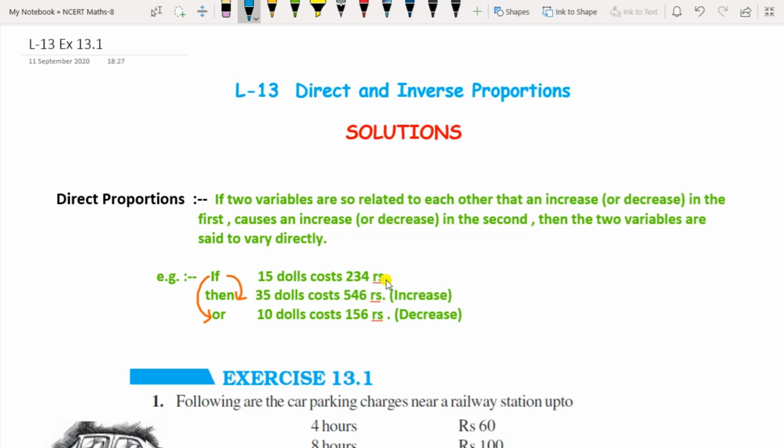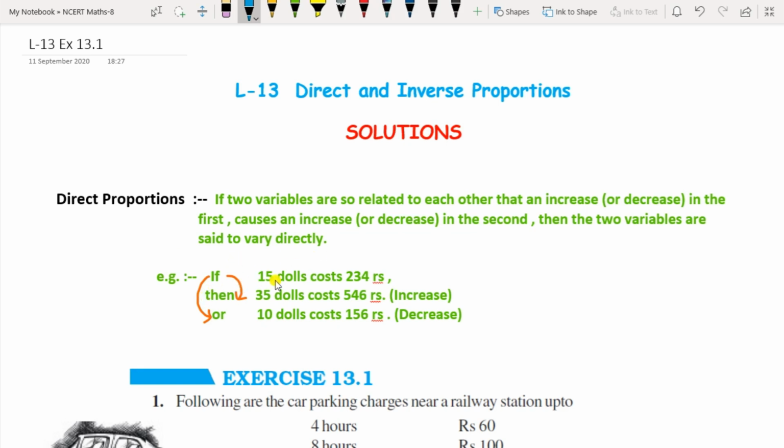Today we are going to see solutions of exercise 13.1 of lesson 13, direct and inverse proportion. Exercise 13.1 is about direct proportion. Now what is meant by direct proportion? If two variables are so related to each other that an increase or decrease in the first causes an increase or decrease in the second, then the two variables are said to vary directly.